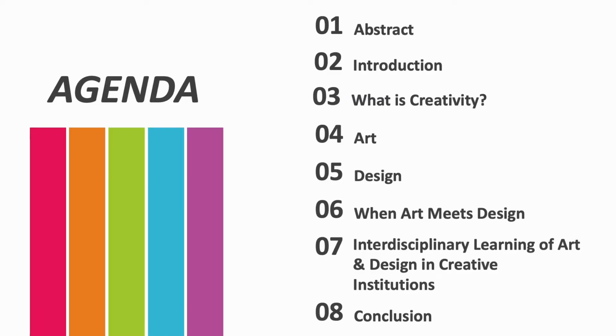The agenda for my presentation is 8-pointer. I will begin with the abstract, followed by a brief introduction that will lead to some basic understanding of art and design and the overlaps between the two. Further on, I will focus on interdependency and interdisciplinarity of art and design teaching and learning in design institutions, concluding with some findings based upon research and reading.